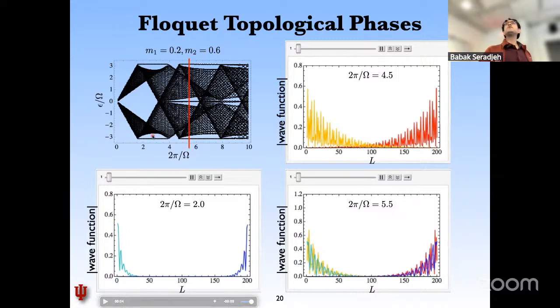All right, so this is one way that you can stabilize a topological band structure by driving the system. Question, yeah. You're plotting the wave function. Yes, yes. So these are the wave functions of these quasi-energies.